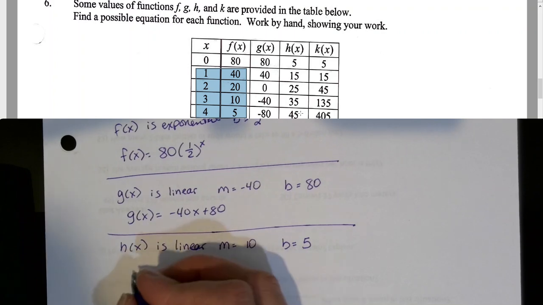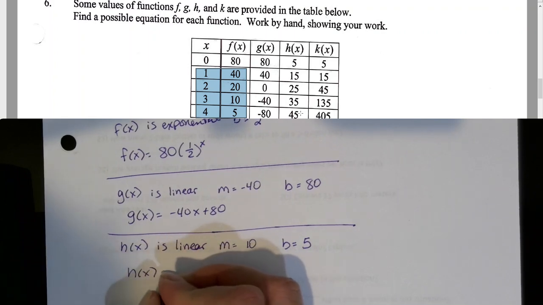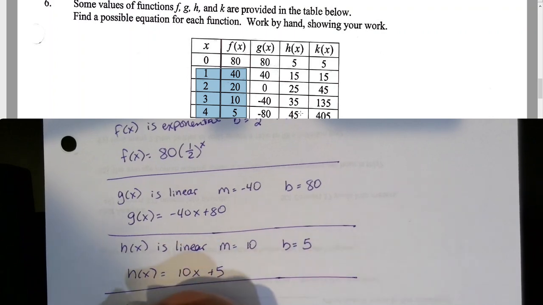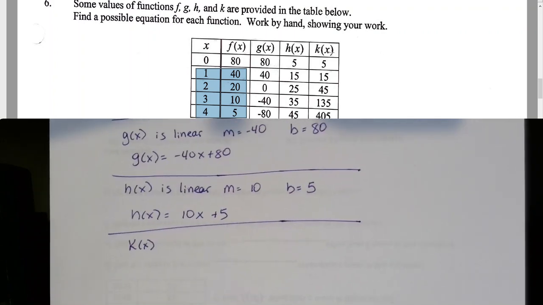And we'll just go ahead and do the last one here as well. The k of x function, I still have 5 and 15, but after 15 I go to 45 and then to 135. So that seems to be increasing by a multiple of 3. 5 times 3 is 15. 15 times 3 is 45. 45 times 3 is 135, and so on.